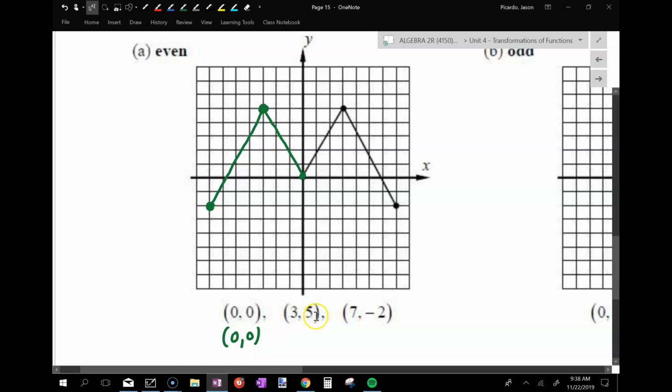What did 3, 5 become? Negative 3, 5. Very good. And how about 7, negative 2? What did that become? Negative 7, negative 2.